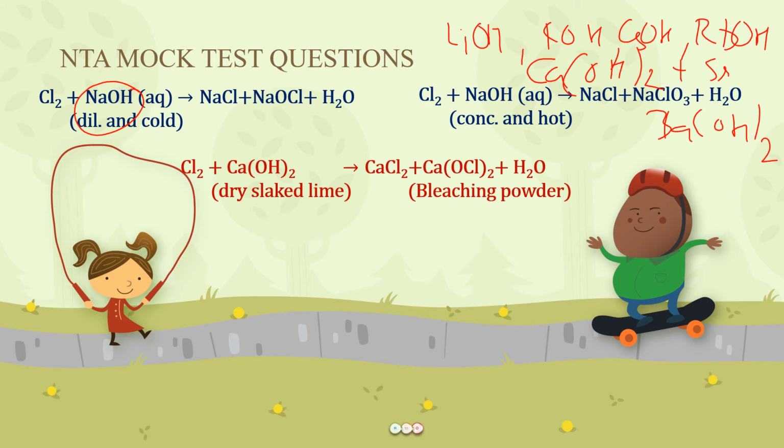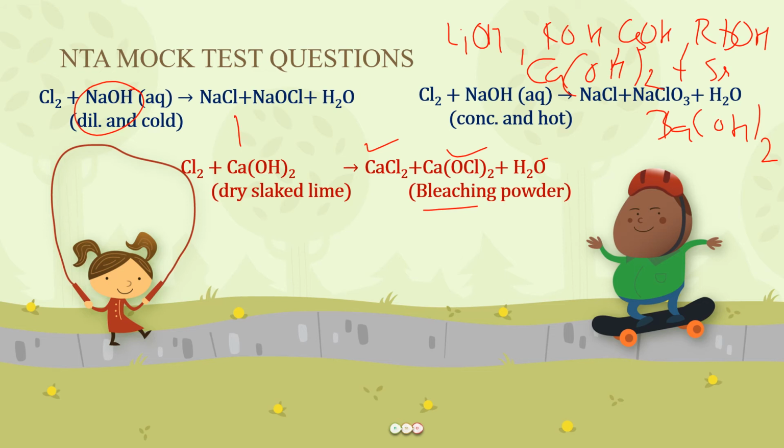Okay. So in this case, the product that will be formed is calcium chloride, calcium OCl2, which is the formula for bleaching powder, and along with that water is formed. So how is this similar? You can just correlate this to the reaction of NaOH when dilute and cold.